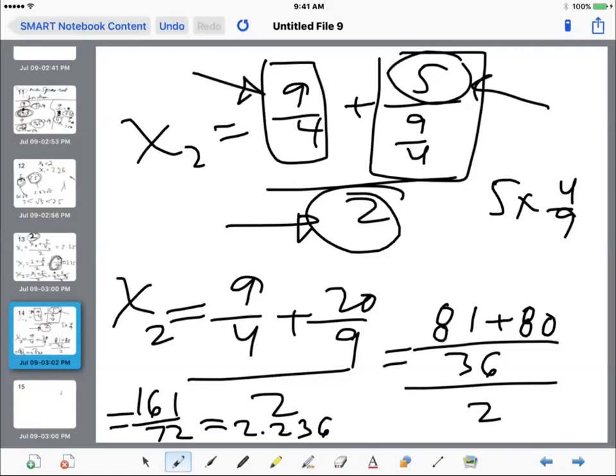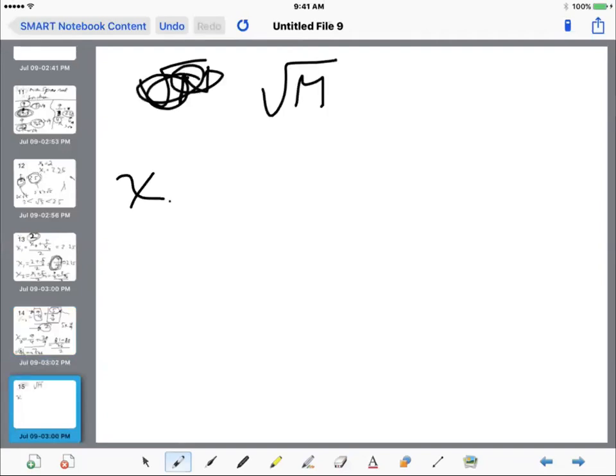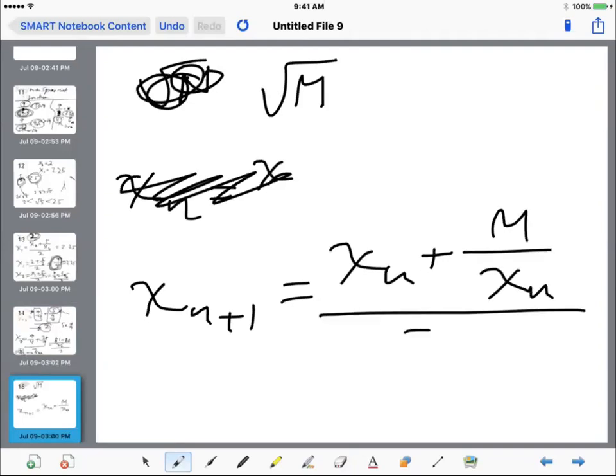Let me give you this whole thing as a formula. A lot of people like to have just a nice formula. So I'll say, to find the square root of m, I have x n is x, and let me go like this. The next guess is the old guess plus m over the old guess, over 2. I like that.